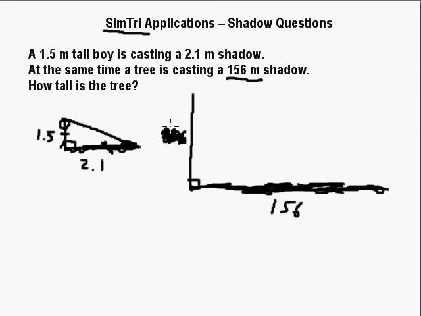Let's read this question again. A 1.5 meter tall boy there is casting a shadow, 2.1 there. At the same time, a tree here is casting a shadow, 156. So the 156 is on the ground, definitely not here. This is how tall is the tree. This is where my X goes. So draw two triangles. Drop your numbers, drop your X, and if you want, you can draw that thing to make it a triangle.